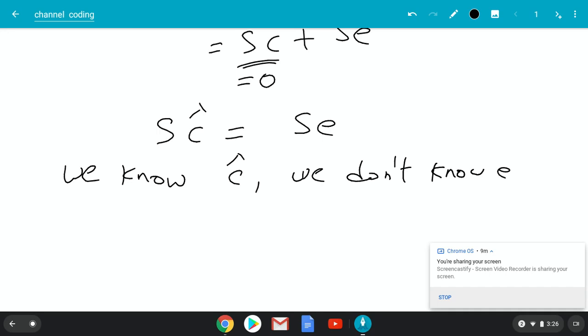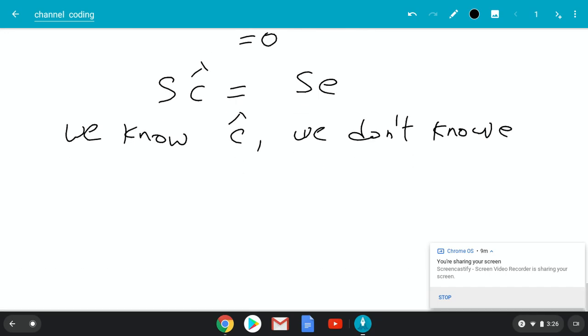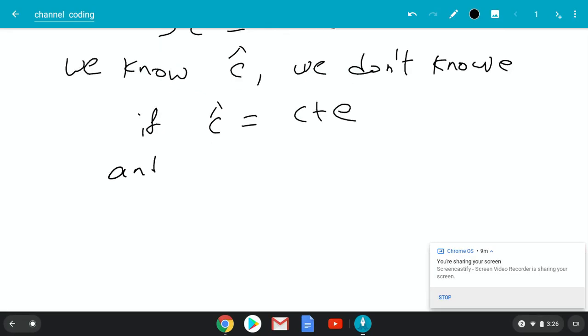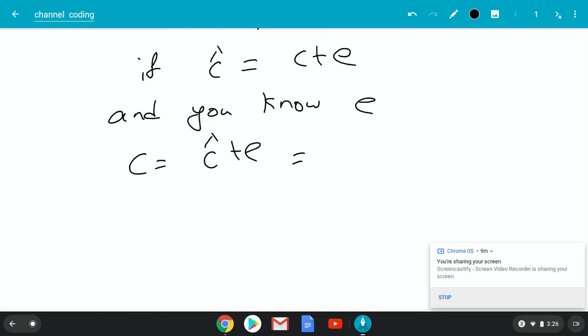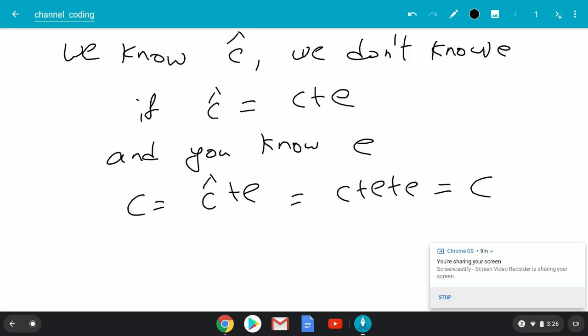E, right? If you know E, then it's very easy to figure out what C is, right? So let's say C hat equal to C plus E, right? And you know E, then it's very easy to get back C, because C will be equal to C hat plus E, right? Okay, so you can see this, if I substitute C hat from here, it will be C plus E, which should be equal to C. So what this means is if you know exactly where the bits flip, you just go back and flip them back, right? But the problem is you don't know what E is in general.